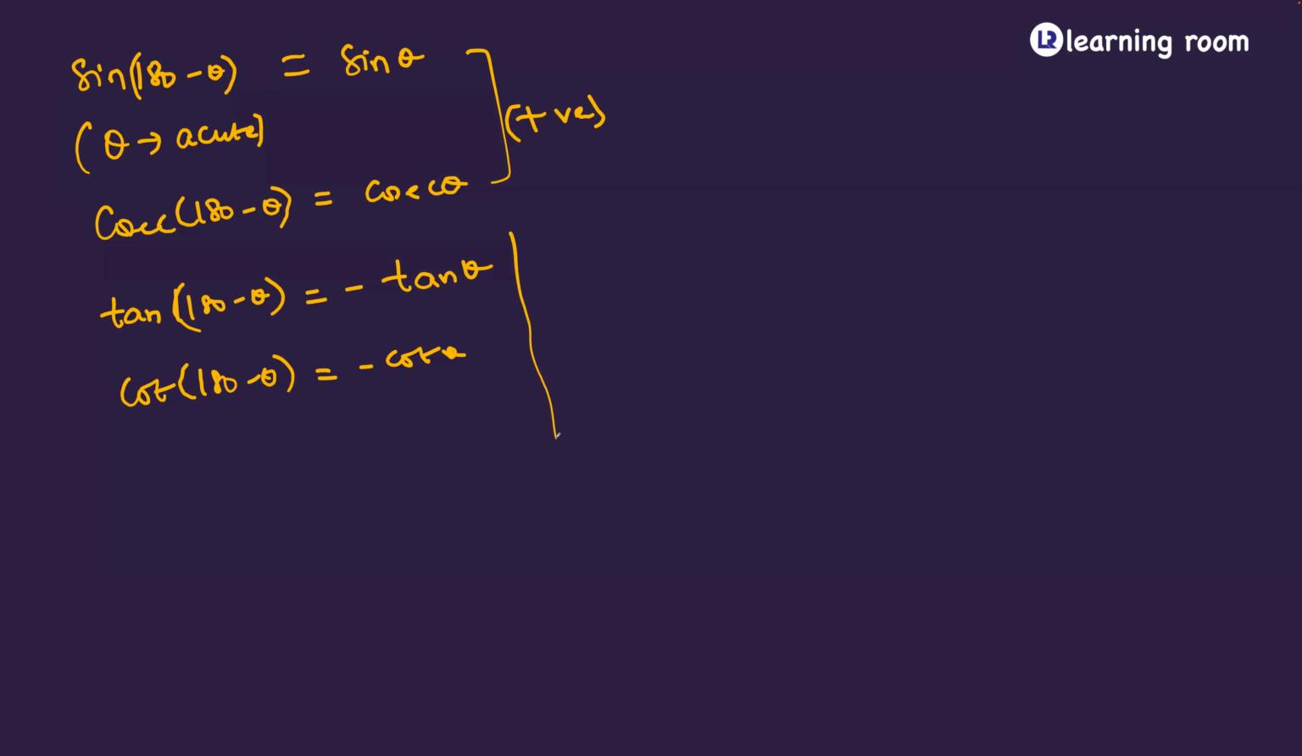So what is the last one? Cos is over, no? So secant of 180 minus theta is minus secant theta. Then what else do we have? Cos I didn't write. Cos of 180 minus theta is minus cos theta. Did you understand? So make a note of this table. We'll do some problems based on the second quadrant.